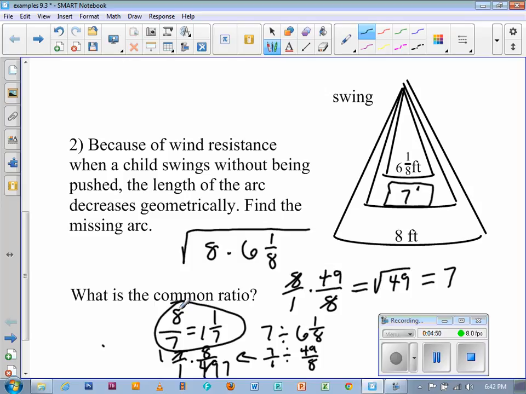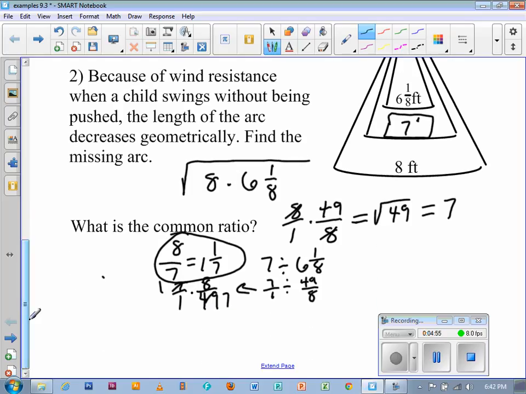And I use this one, so that's how you find it if you can't determine by looking at it. You actually have to divide it out.